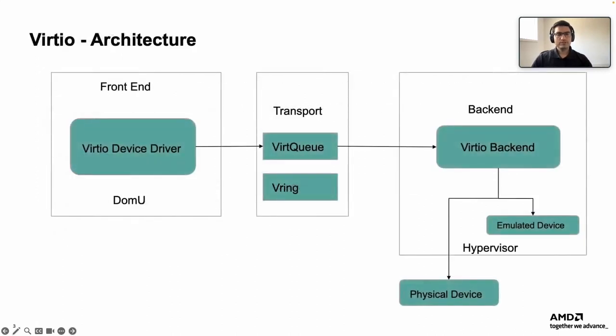Let's briefly understand the architecture of VirtIO. This diagram provides a very high level overview of the communication flow in VirtIO. We can break it into three parts: front end, transport layer, and back end. The front end is basically the guest domain where the VirtIO device driver is located. This is a software component inside the guest domain operating system, and it's responsible for providing a standardized interface for communication with the VirtIO devices.